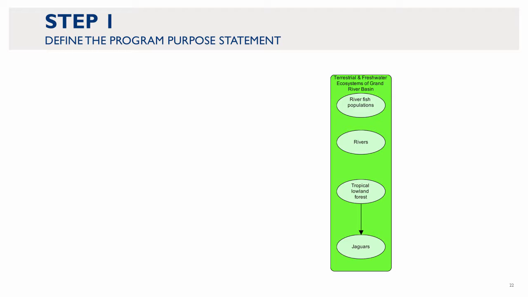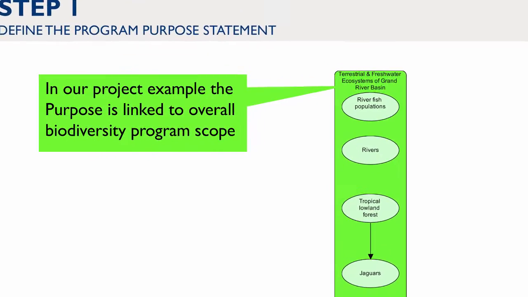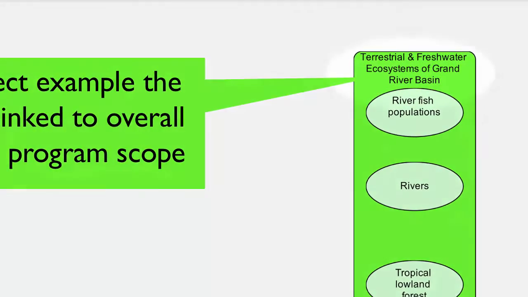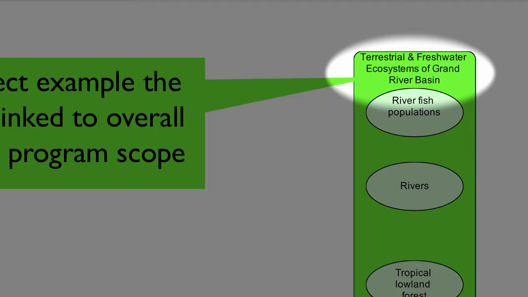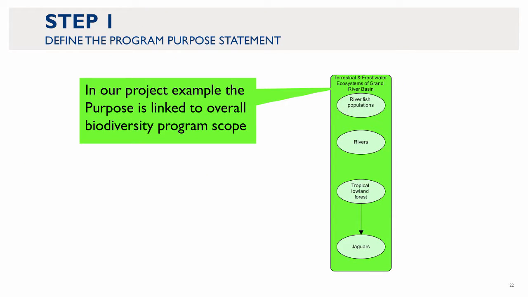In the recurring example used in the Biodiversity How-To Guides and in these modules, the program is a USAID project in which its purpose is a result at the level of the biodiversity program scope in our situation model. In this example, the purpose statement is about a result that describes a desired improved status of the terrestrial and freshwater ecosystems of the Grand River Basin. But the Grand River Project is just one teaching example.